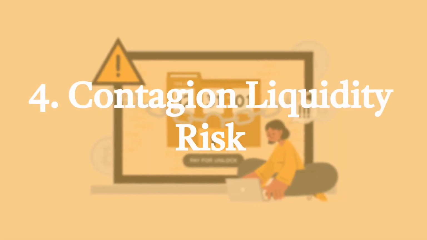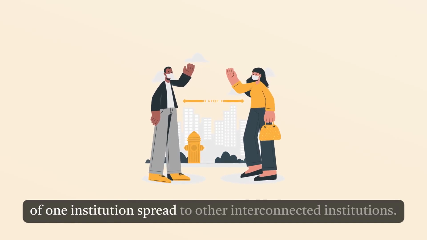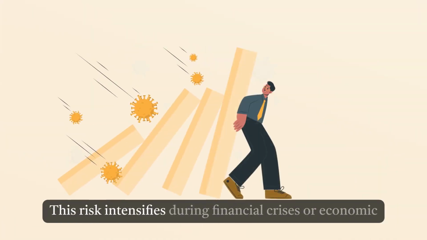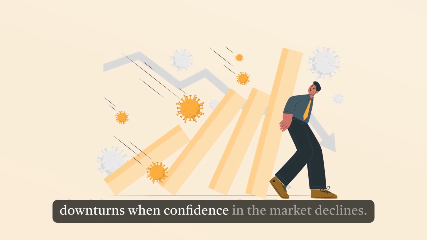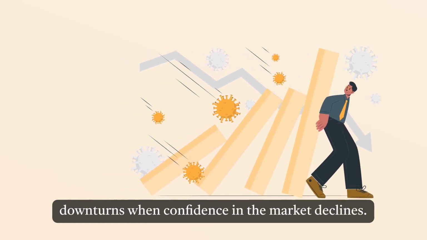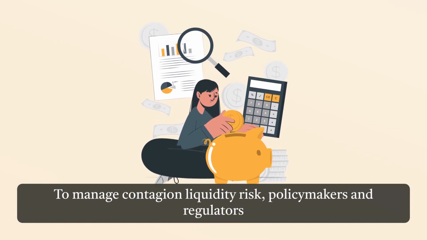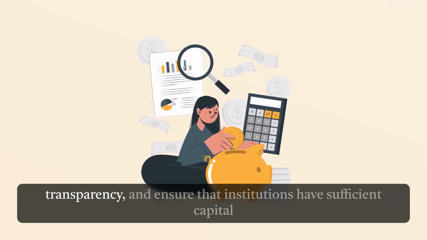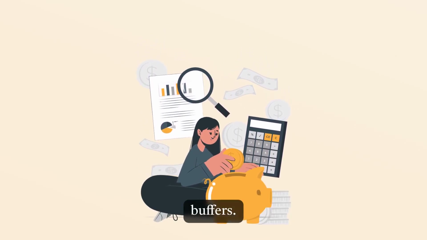4. Contagion liquidity risk. Contagion liquidity risk occurs when the liquidity problems of one institution spread to other interconnected institutions. This risk intensifies during financial crises or economic downturns when confidence in the market declines. To manage contagion liquidity risk, policymakers and regulators must implement measures to enhance financial stability, promote transparency, and ensure that institutions have sufficient capital buffers.